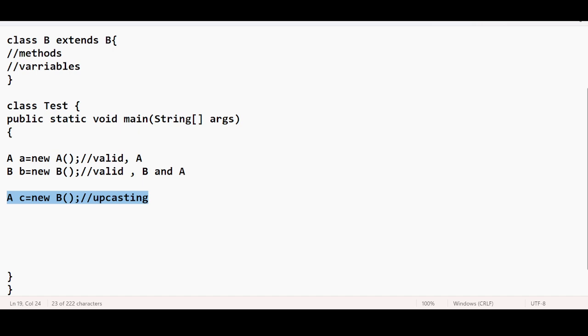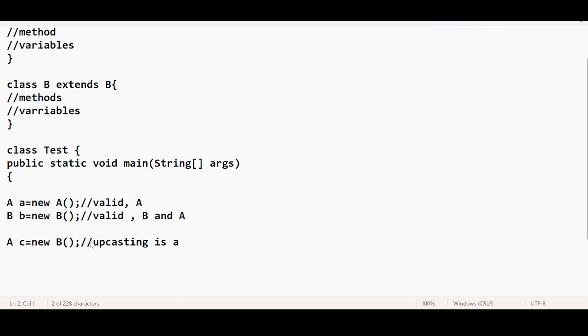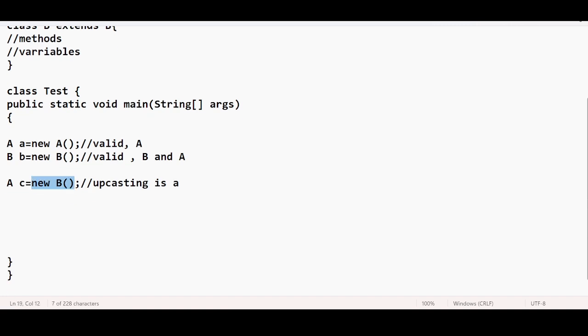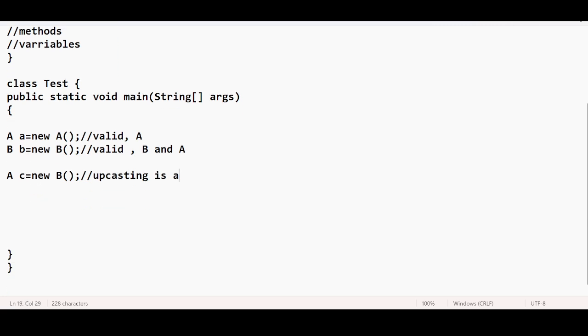When two classes are having an is-a relationship, A and B are in a relationship, you can create a reference variable of parent type and the object of child type. This concept is called upcasting. We have discussed these things. No need to keep any more discussion about this. Upcasting is completed. We have already done with this.